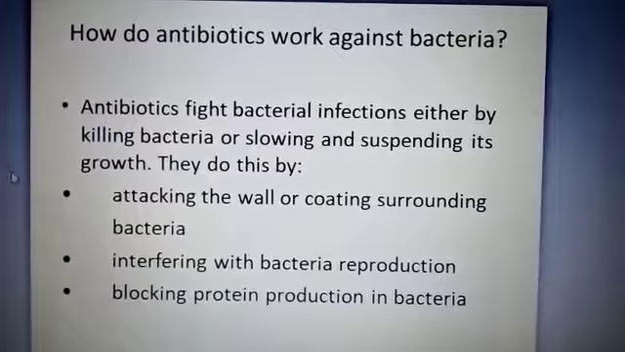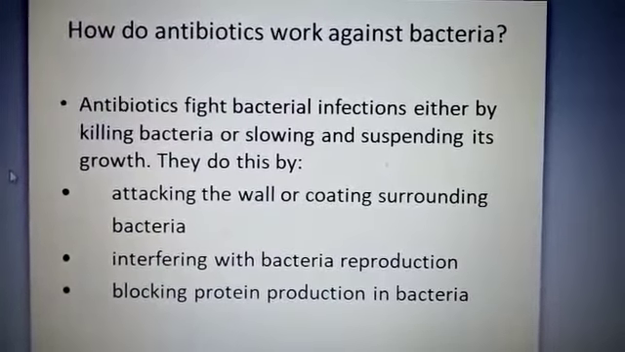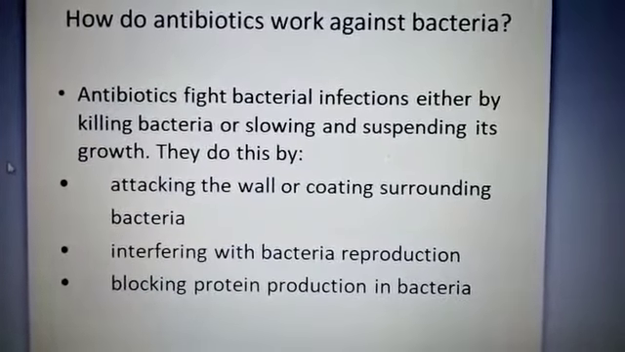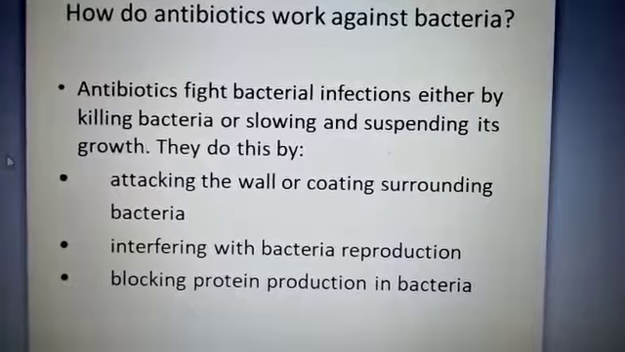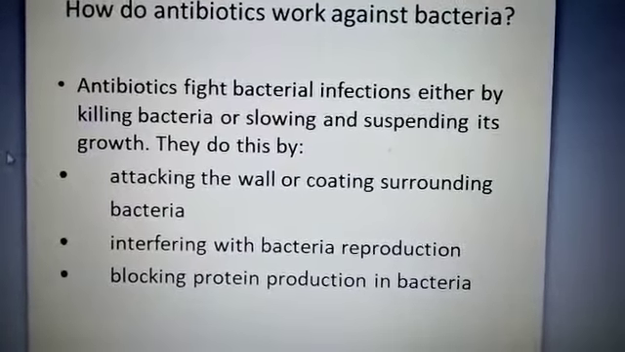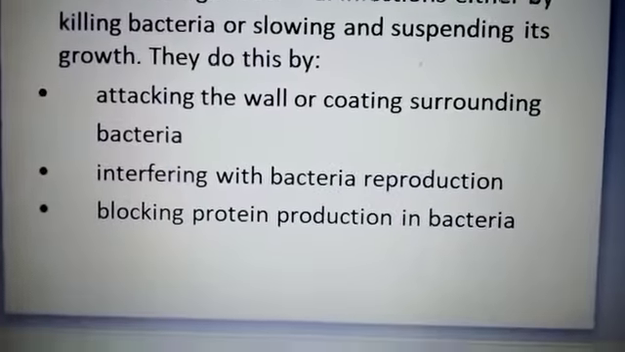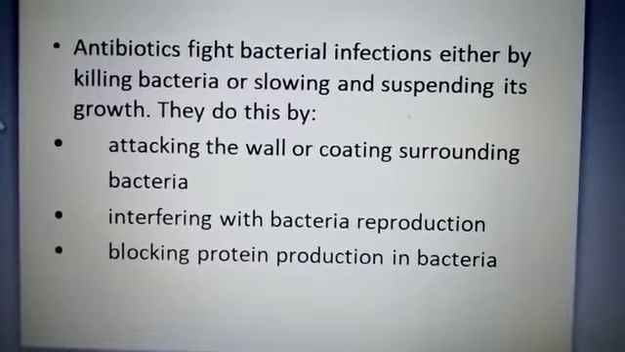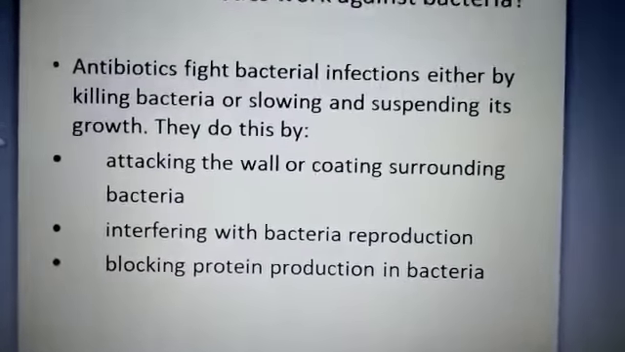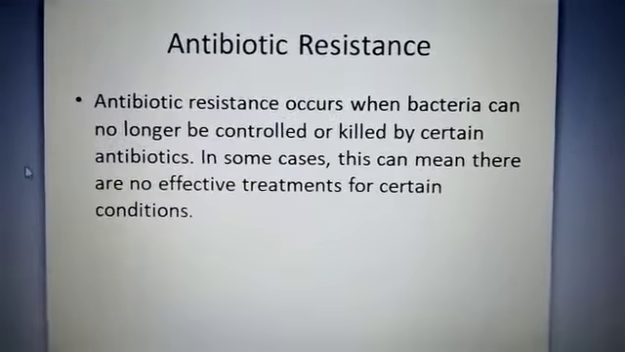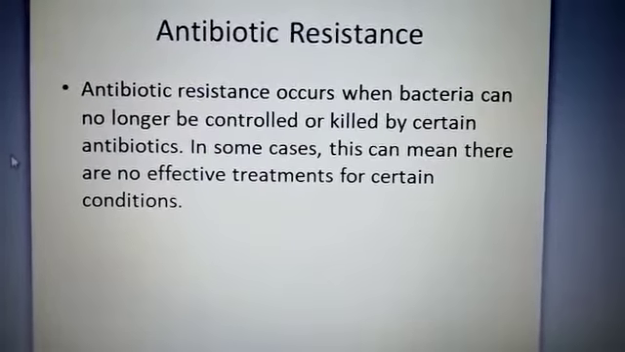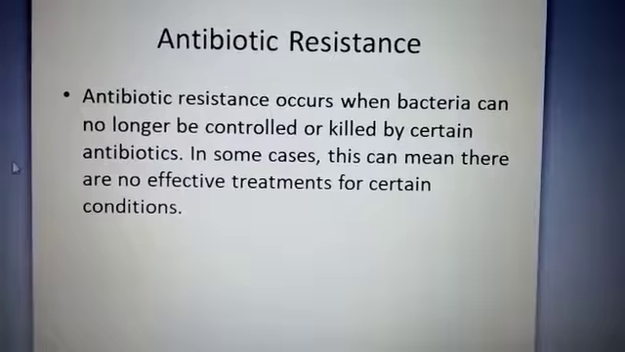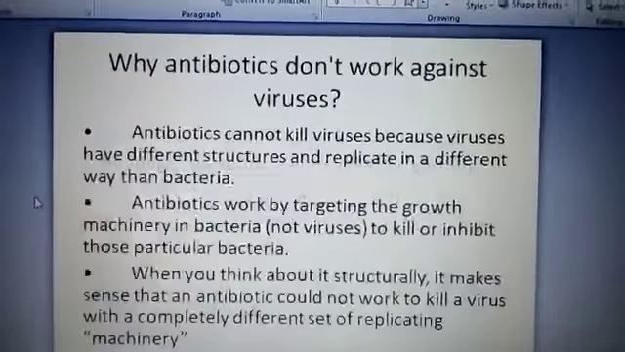How do antibiotics work against bacteria? You know, antibiotics can destroy bacteria, but they are not effective on viruses. So, how do they work against bacteria? Antibiotics fight bacterial infection either by killing bacteria or slowing and suspending its growth. And how is it possible? By attacking the wall or coating surrounding the bacteria, by interfering with bacterial reproduction, and by blocking protein production in the bacterial cell. Then, antibiotic resistance occurs when bacteria can no longer be controlled or killed by certain antibiotics. In some cases, this can mean there are no effective treatments for certain conditions.